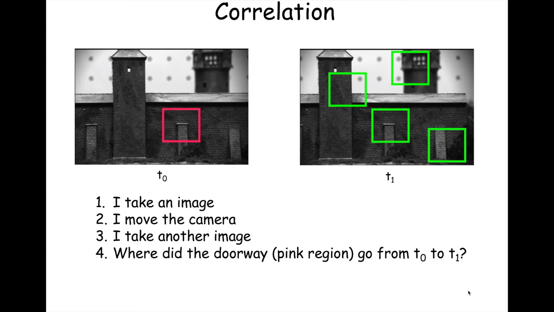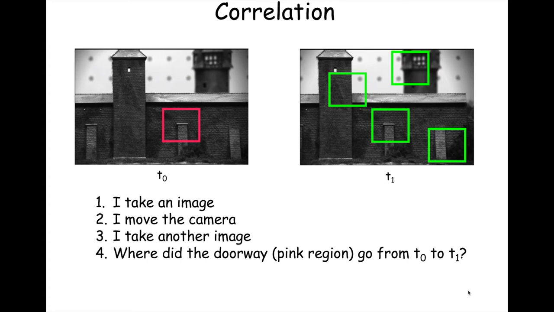So if we look at that doorway here that's sort of been cropped out or circled or identified here with that red box, right, that identifies a patch or region of that original picture at time t0. And so you can in MATLAB, or you can do it yourself in code, crop out a region of an image or a patch. All right. Now, of course, one of the things you might want to know is when you move the camera, where did these pixels go in the new image?